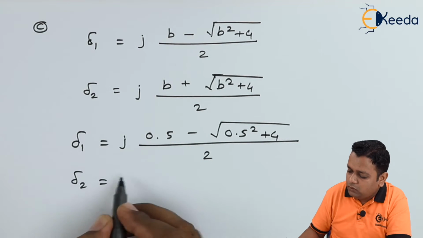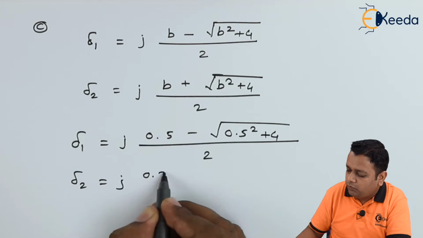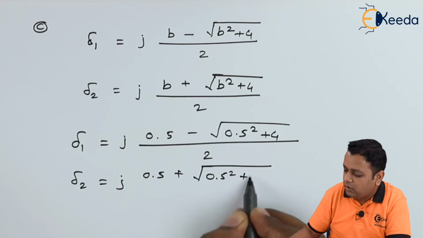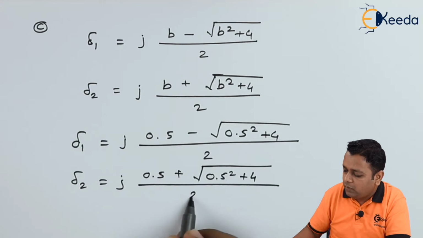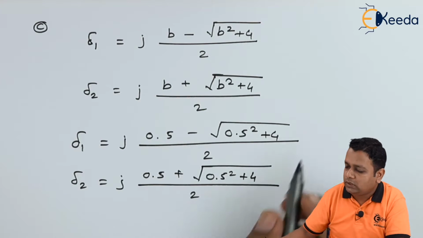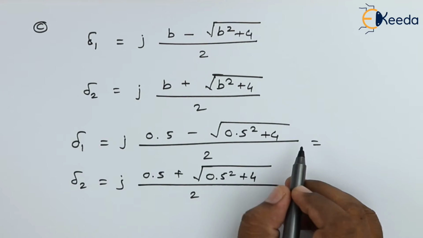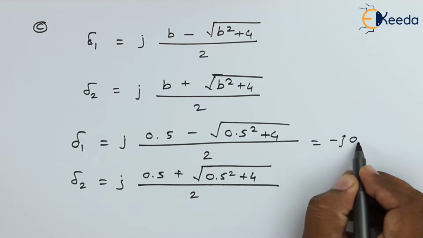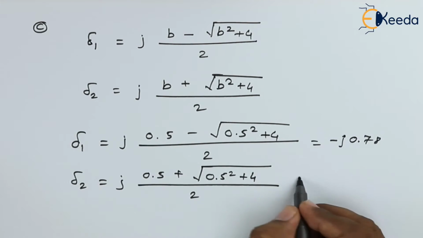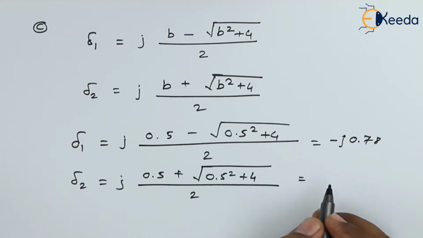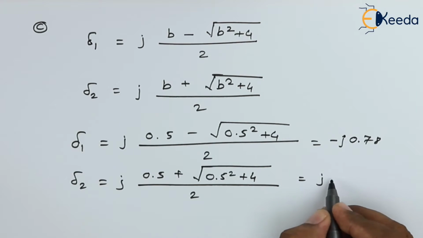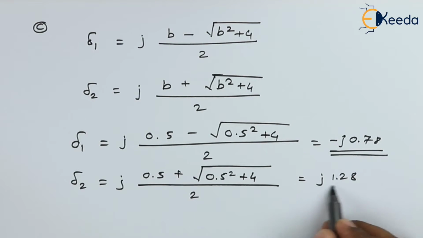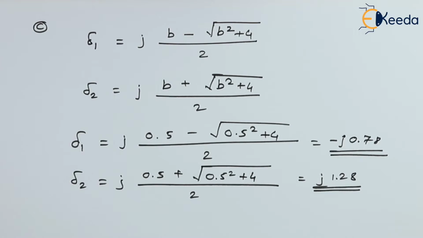Whereas delta 2 will be equal to j 0.5 plus under root of 0.5 squared plus 4, divided by 2. So this results into the value of delta 1. So delta 1 is equal to minus j 0.78, whereas the delta 2 value is obtained as positive j times 1.28. So these are the delta differential values for the given device.